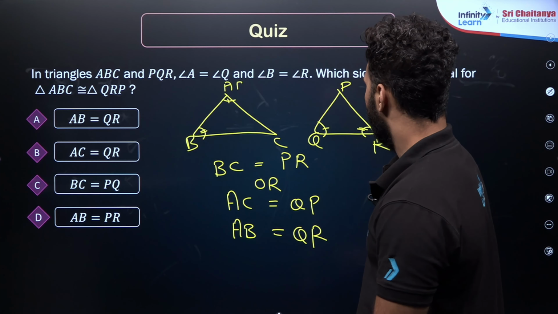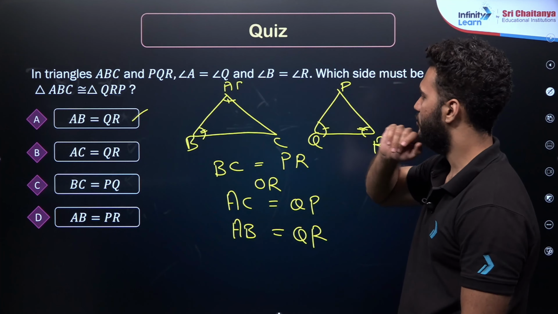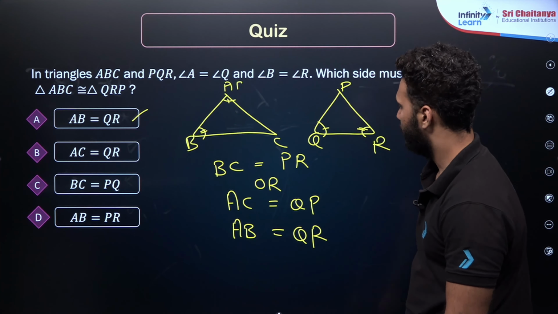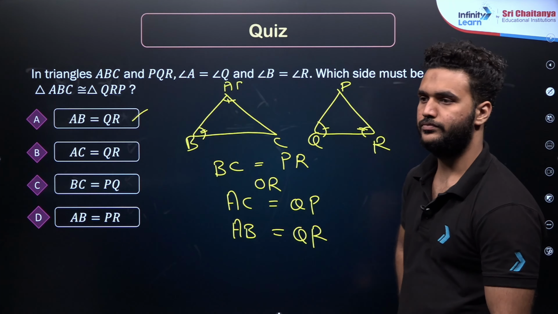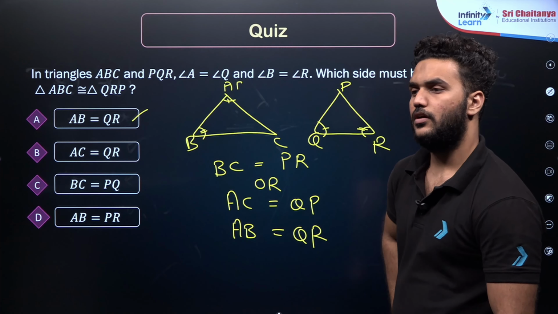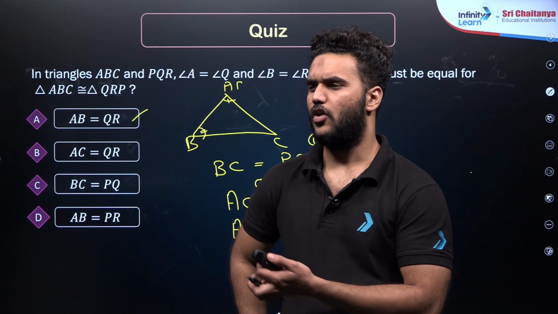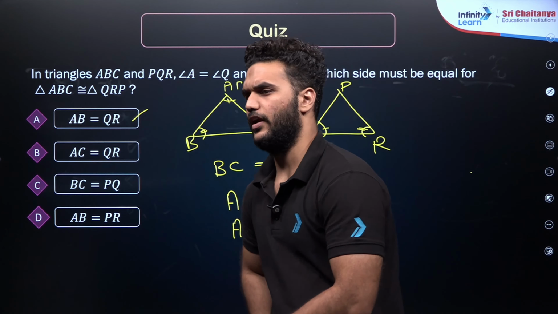So let's see. AB, yeah, AB is equal to QR. AC is equal to QR, no. BC is equal to PQ, no. AB is equal to PR, no. Okay. Oh yeah, CPCT full form: corresponding part of congruent triangle.